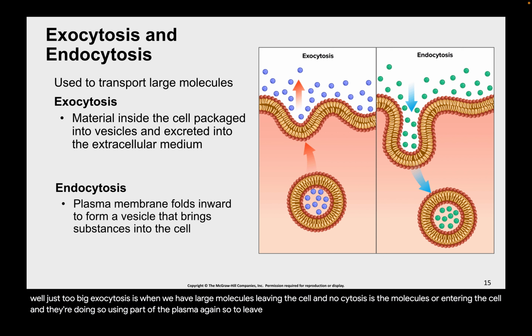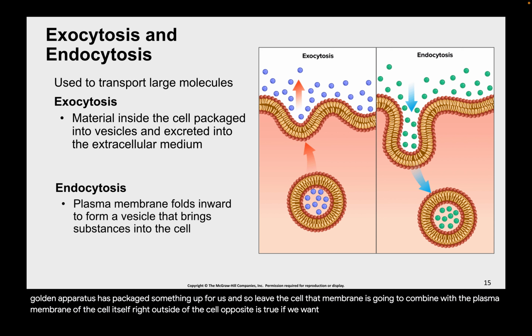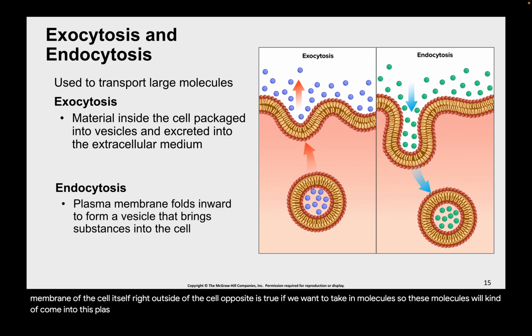To leave the cell, likely they're going to be in a vesicle. Maybe the Golgi apparatus has packaged something up for us and it needs to leave the cell. That membrane is going to combine with the plasma membrane of the cell itself, and thus release it to the outside of the cell. The opposite is true if we want to take in molecules. These molecules will come into this plasma membrane area. That plasma membrane is going to fold in on itself, and then be cut off from the rest of it to form this vesicle. And then it can be transported again to where it's needed.